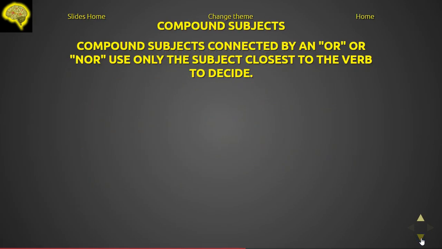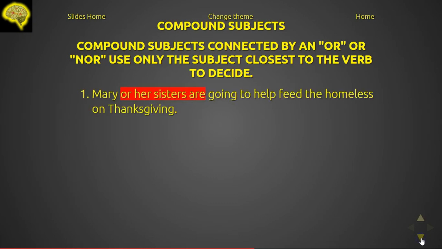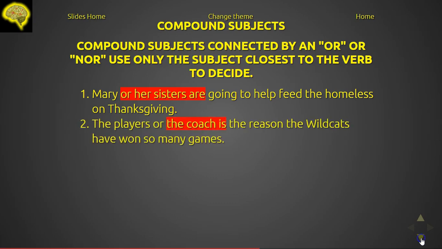Now, compound subjects connected by an or or nor use only the subject closest to the verb. So what you can kind of do is get rid of the first part and see what's going on. Here we have Mary or her sisters are going to help feed the homeless on Thanksgiving. Because sisters is plural, we use the plural verb are. The players or the coach is the reason the Wildcats have won so many games. So coach is singular, and therefore is is singular.